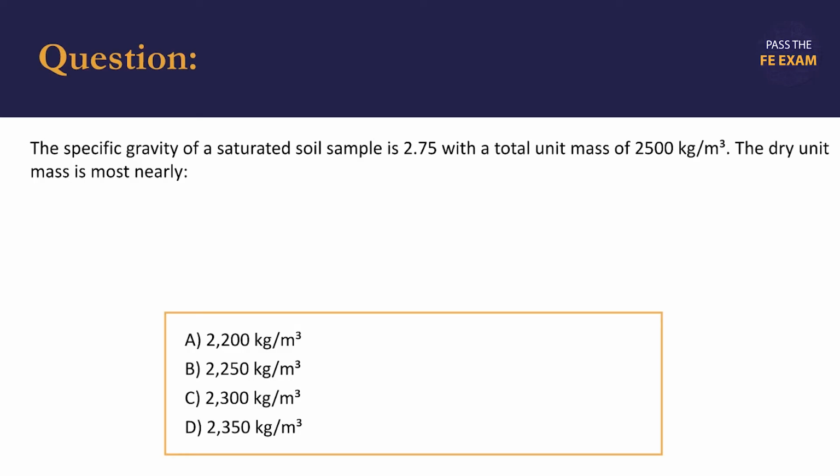This week's problem was created and solved by Enrique Ivers, an engineer in training. Enrique, take it away. In this soils problem, we're told that a saturated sample has a specific gravity of 2.75 and a total unit mass of 2,500 kilograms per cubic meter. We're asked to determine the dry unit weight and are provided with the following answer choices.